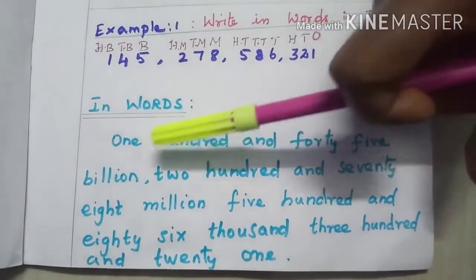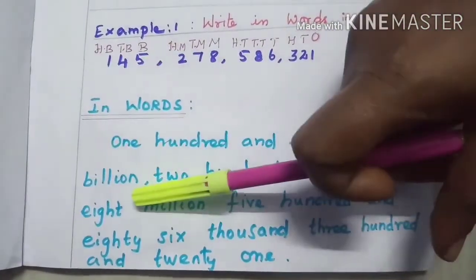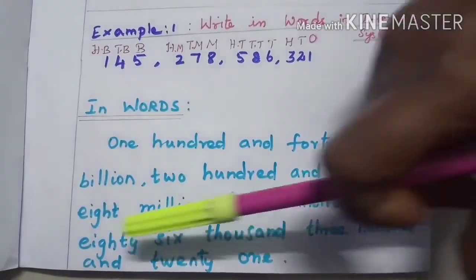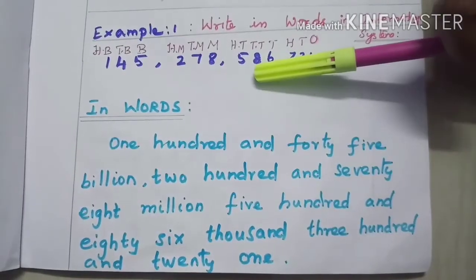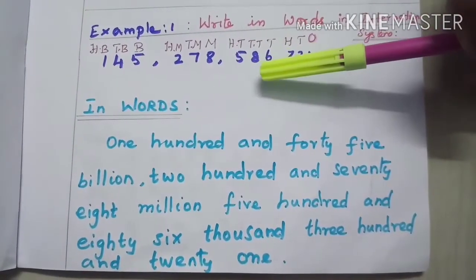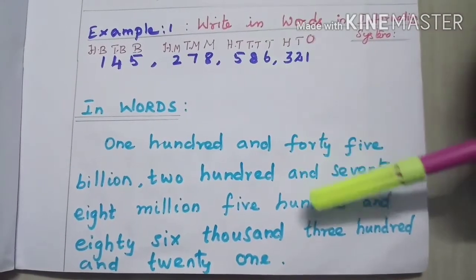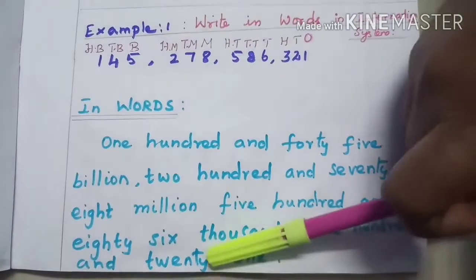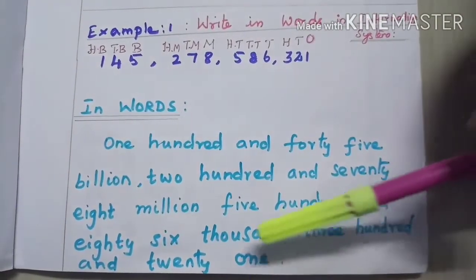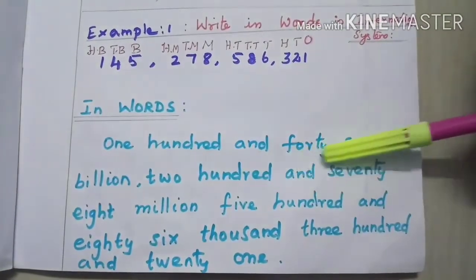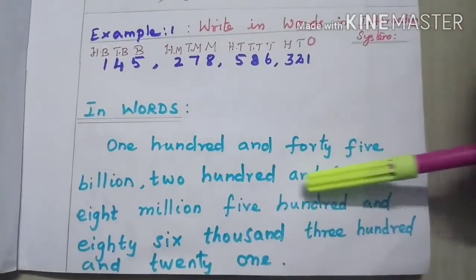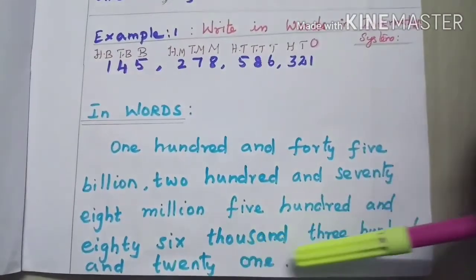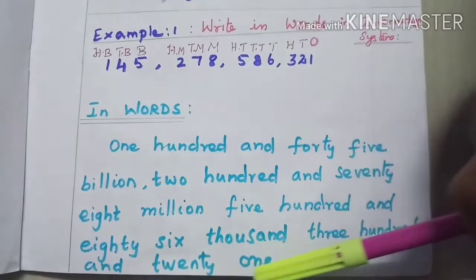145 billion, 278 million and 586,321. Once again I'll repeat, 145 billion, 278 million, 586,321.